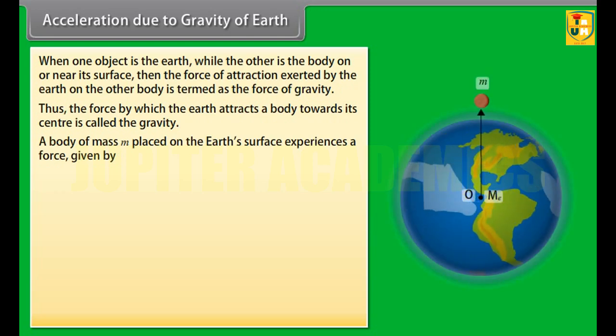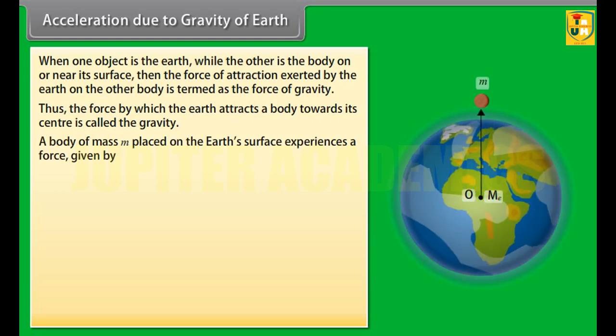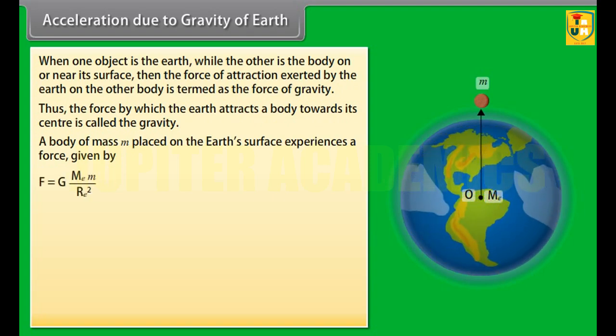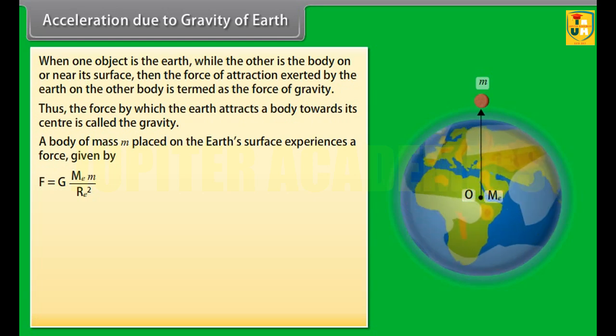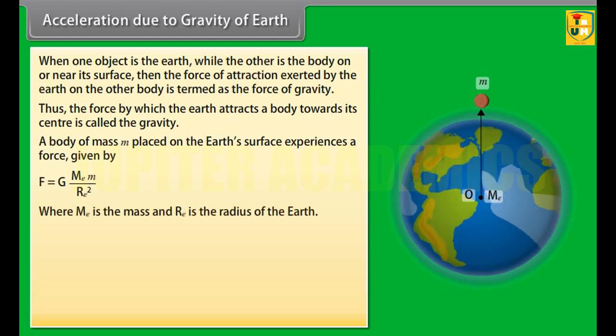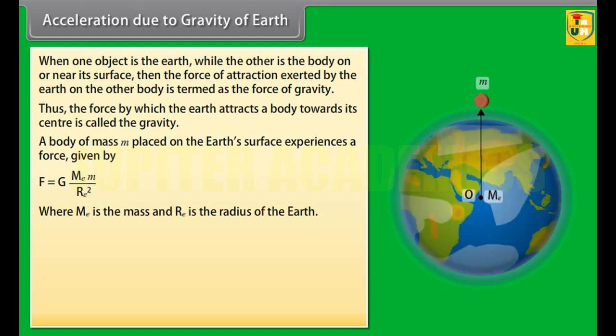A body of mass m placed on the Earth's surface experiences a force given by F is equal to G Me m upon Re squared, where m is the mass and Re is the radius of the Earth.